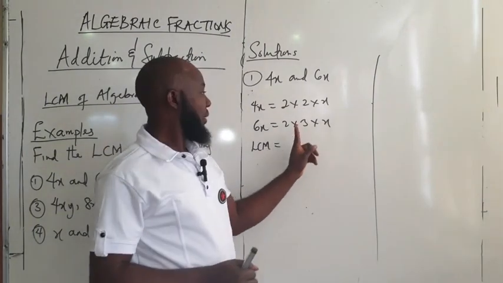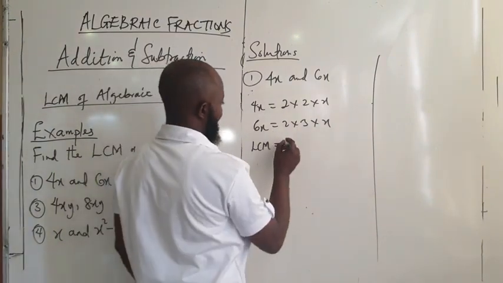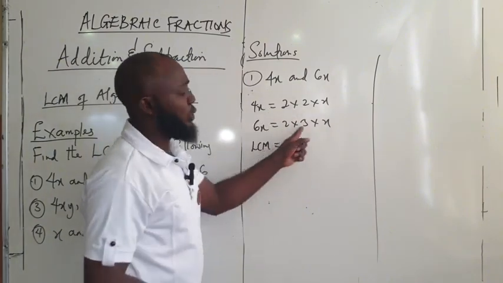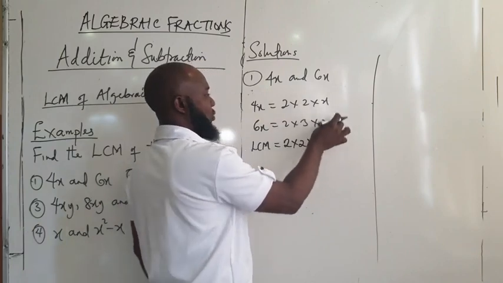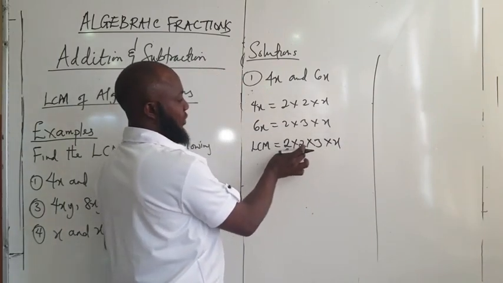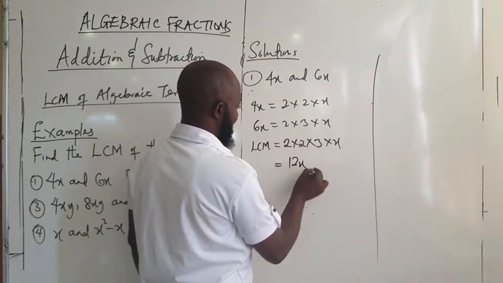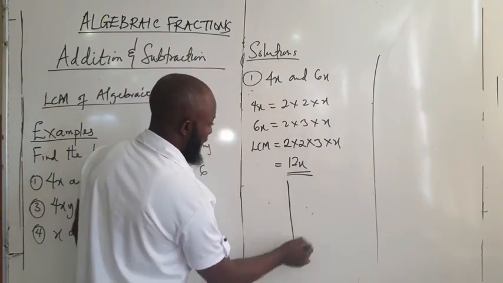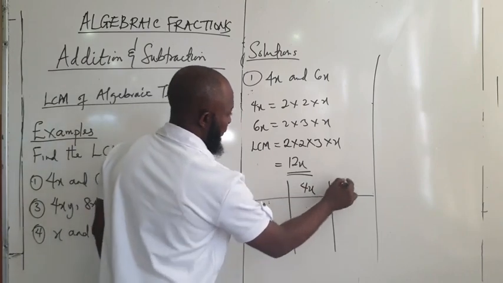It appears twice here, and once here. So we pick the highest one, which is 2 times 2. We don't have 3 here, so we pick the 3, that is times 3. We have 1x, 1x, that is 1x. So in that case, 2 times 2 is 4, 4 times 3 is 12, that is 12x. The LCM is 12x.